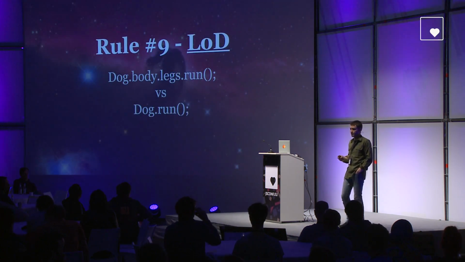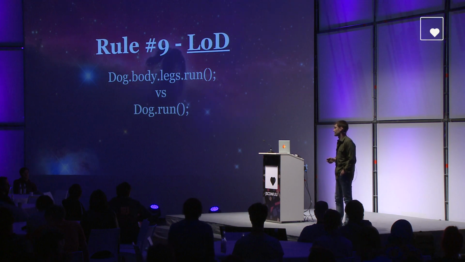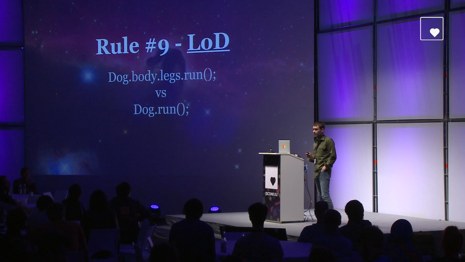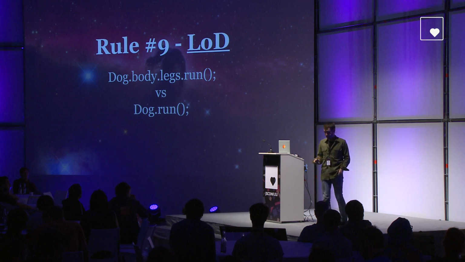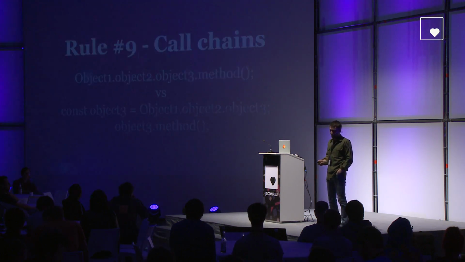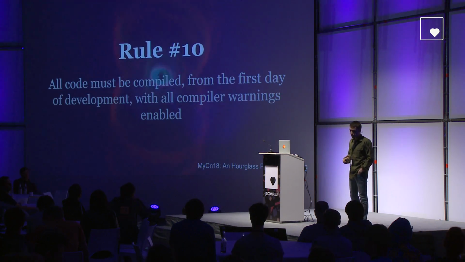Also, it's all about the Law of Demeter. So loose coupling is just an architectural pattern. It's not even about JavaScript or C. If you have a dog, it's a classic example. You shouldn't say dog body legs run, but you just say dog run, and the dog knows how to run by legs or tail or whatever. It depends on its own state. So: loose coupling and smaller call chains.